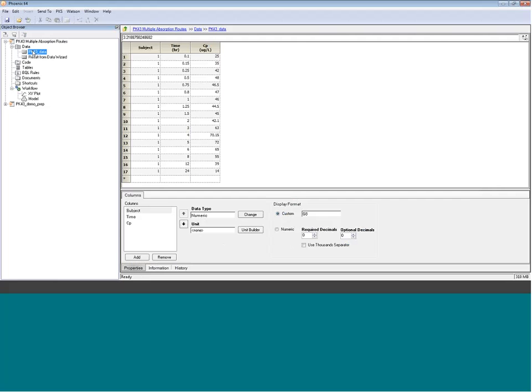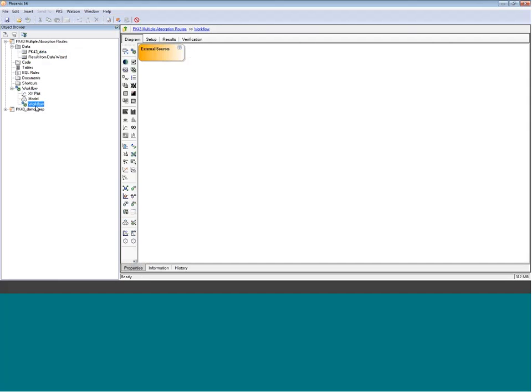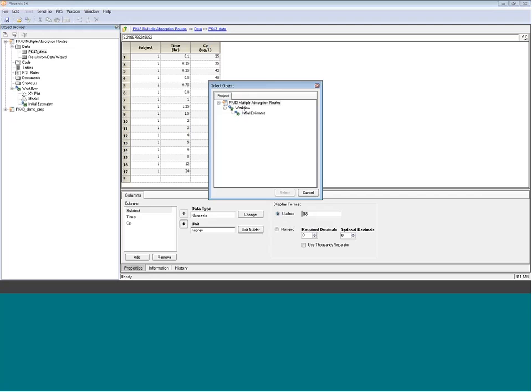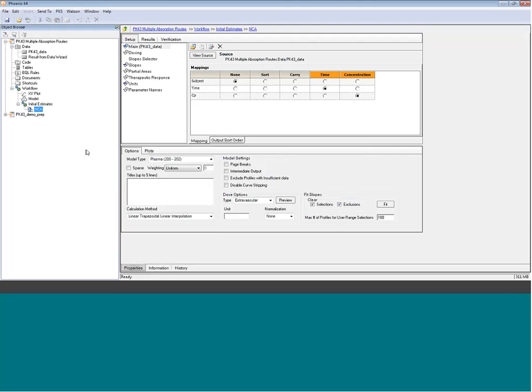So I'm going to take the input data set and first get the elimination phase, and I can do that with the entire profile here. So what I'll do is right-click the input data set, and I think I'll go ahead and put in a sub-workflow called initial estimates. So from the input data set, we'll go ahead and send this to NCA in Toolbox, and then NCA, and then put it in my initial estimate sub-workflow.